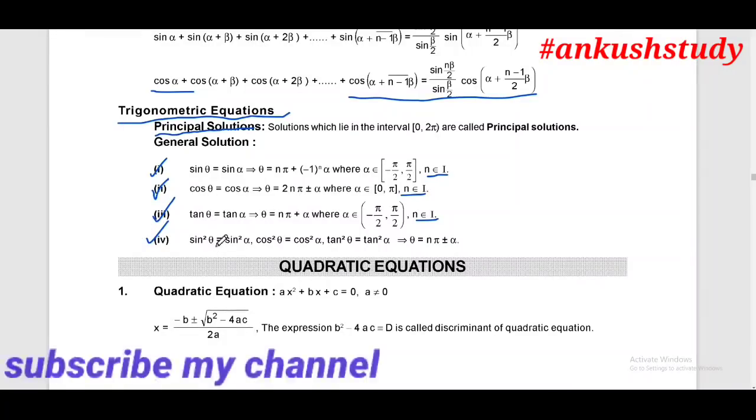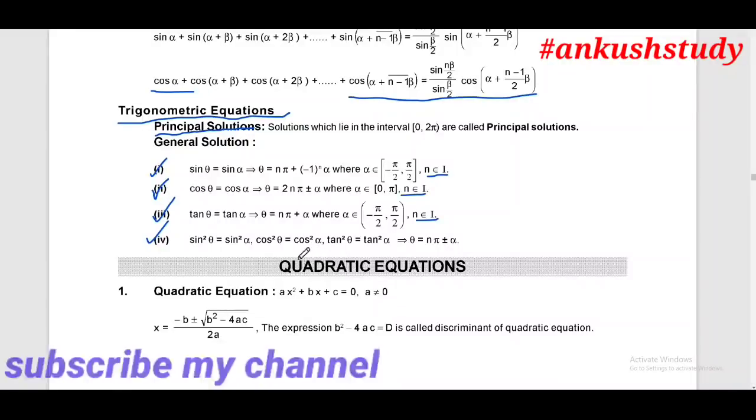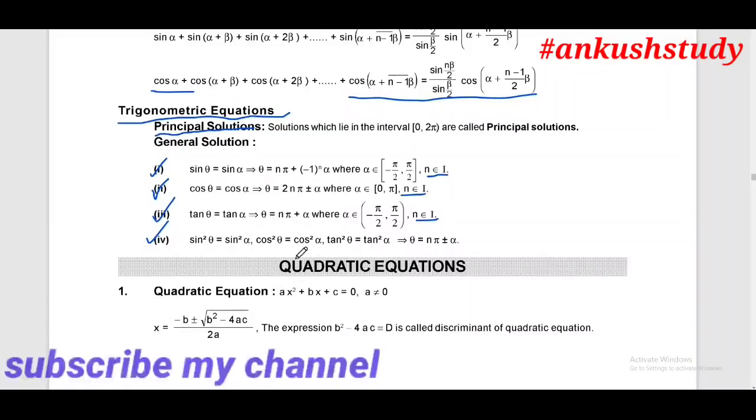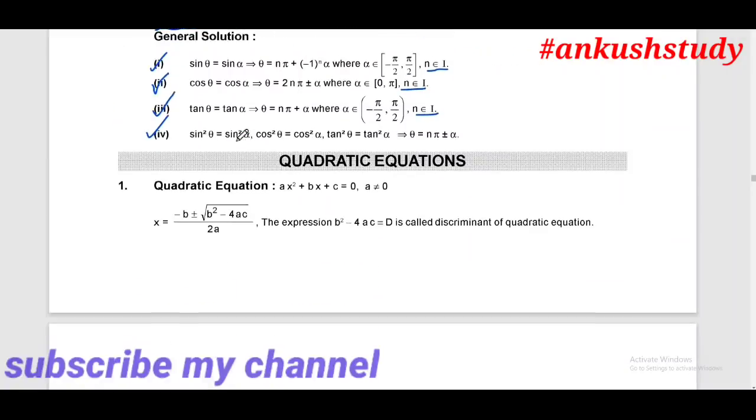Now the fourth one is sine square theta equals sine square alpha, cos square theta equals cos square alpha, and tan square theta equals tan square alpha, which gives theta equals n pi plus or minus alpha. So these are the trigonometric equations, which are also good.